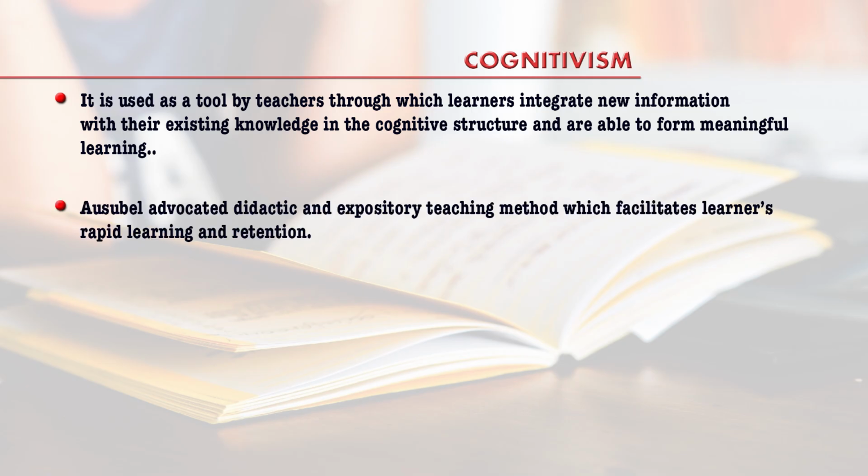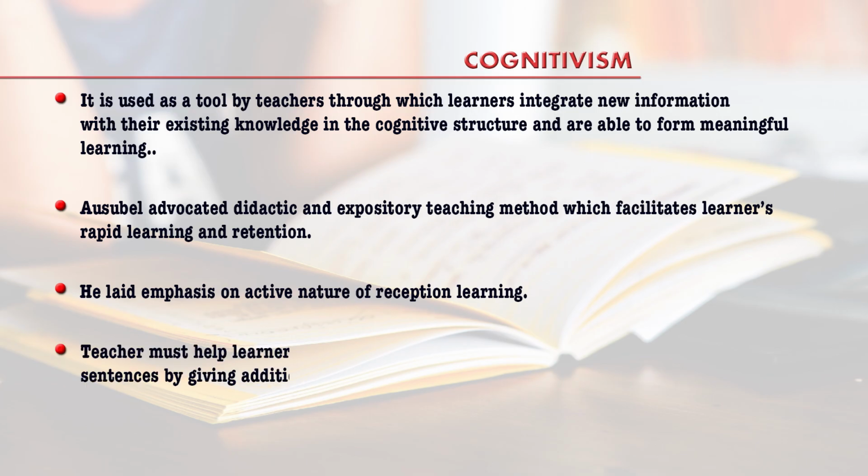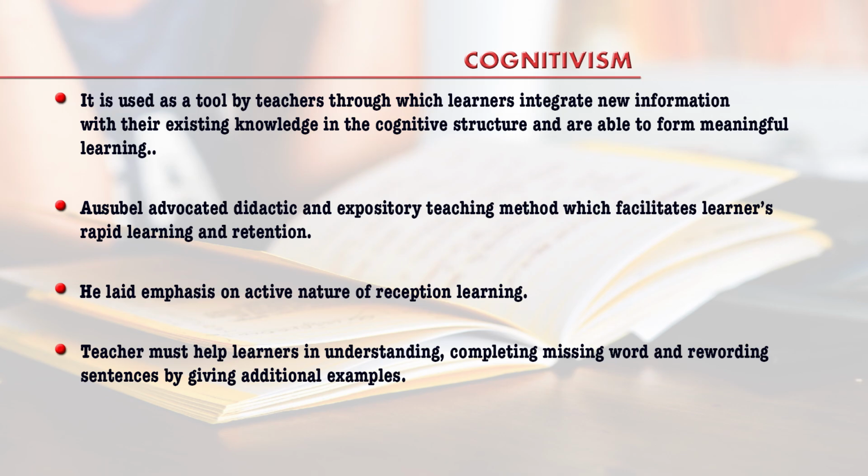So, that's why Ausubel advocated didactic and expository teaching methods, and the purpose of these two teaching methods is to facilitate learners' rapid learning, but not only rapid learning, but retention as well. And he laid emphasis on the active nature of reception learning. So, the teacher must help learners in understanding, completing missing words and rewording sentences by giving additional examples.